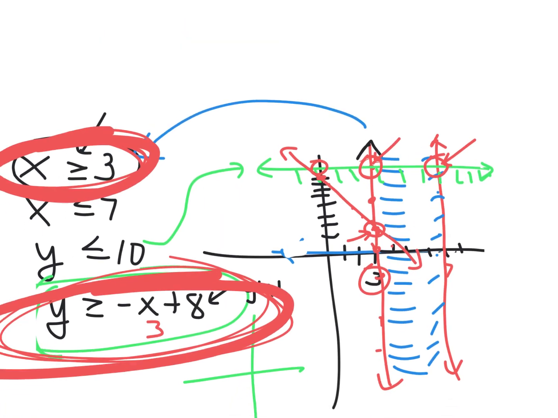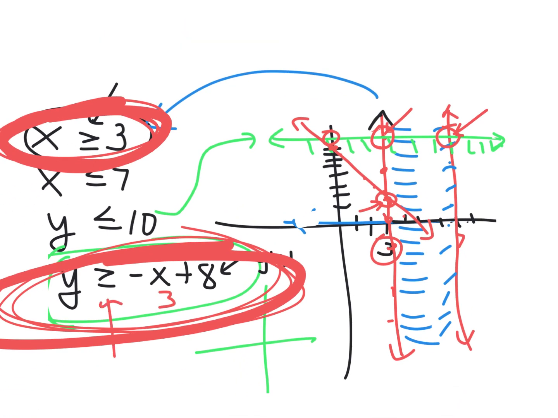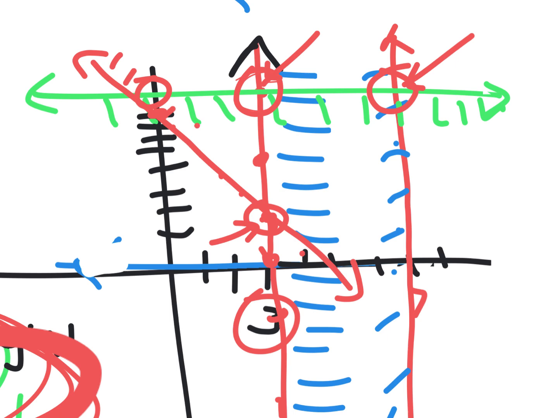All right, and then which way was I shading on this? Greater than. So greater means above. So I'm going to shade just above that diagonal line.